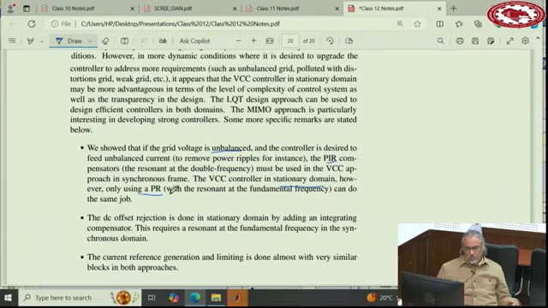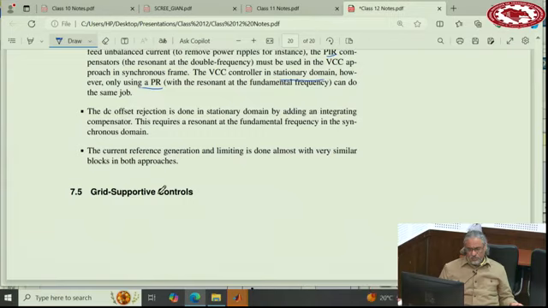So the conclusion is that it seems like a stationary frame is simpler and more advantageous, even though the rotating frame seems to be, at least in industry, more common. In academia, people are paying more attention to stationary nowadays.